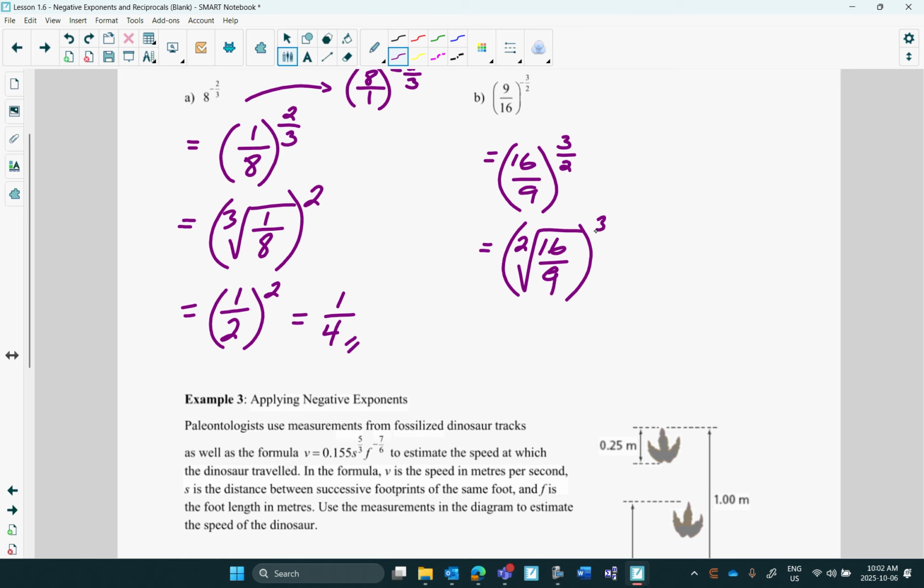That's right. Now let's do this. Square root of 16 is 4, over the square root of 9. And then I still have to cube that. 64/27. Good job.